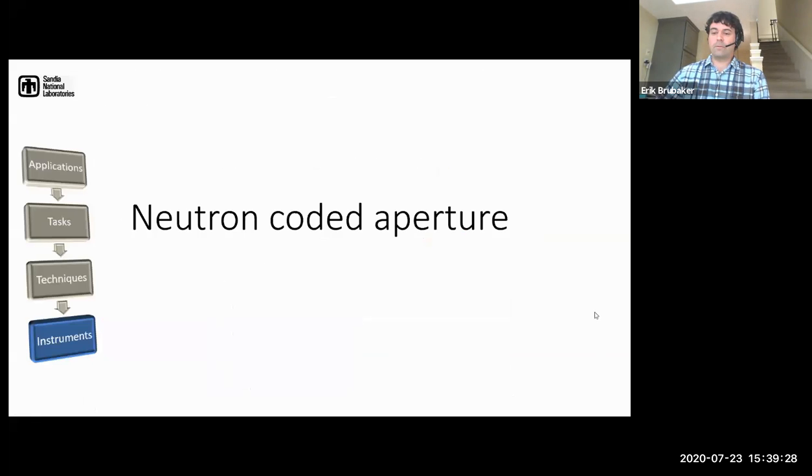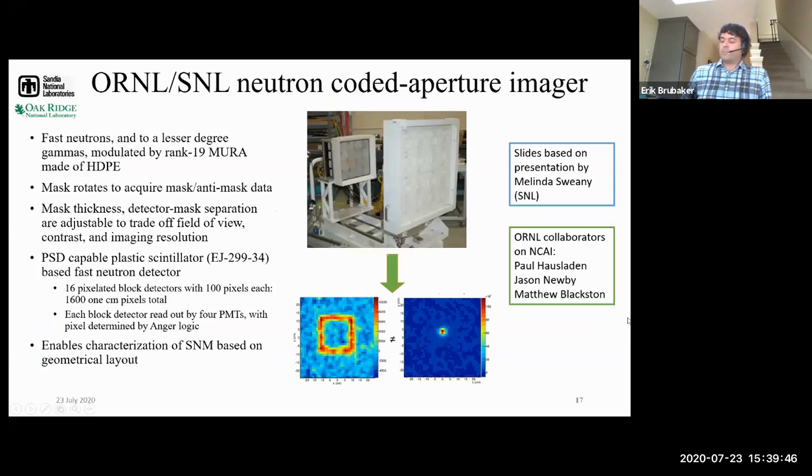Okay, so for the rest of the time here, I'm going to go through a few of the specific instruments that we've developed based on these concepts that we've been talking about for the last 20 minutes or so. I'll start with the Neutron Coded Aperture Imager. This is an imager that was developed by Oak Ridge and Sandia in a collaborative effort. It was primarily targeted at arms control applications. What you see here is the physical implementation of the concepts we've been talking about.